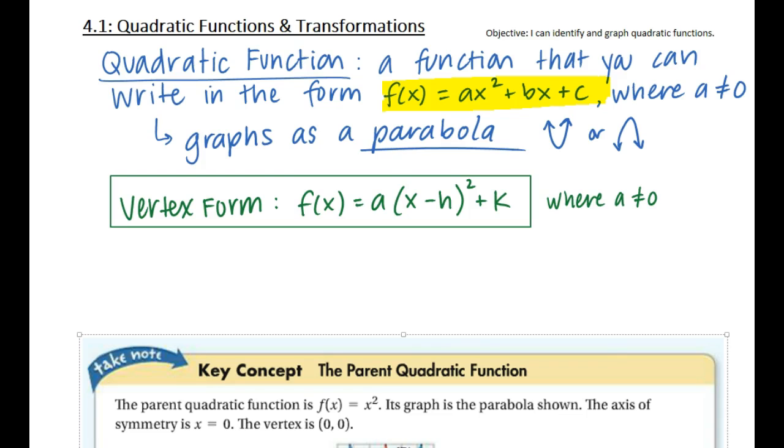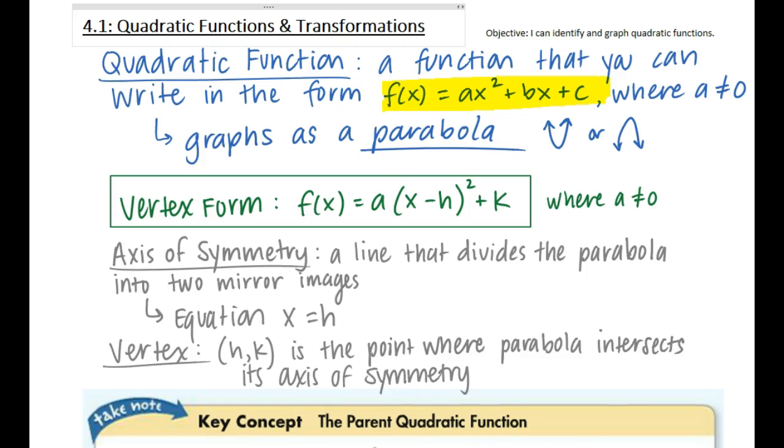So that form is f of x equals a times the quantity of x minus h squared plus k. And again, a must not equal 0. So the benefit of vertex form, you're probably guessing it already, is that it'll be easy to graph because the vertex will be given in this form. Now let's discuss a few other key terms and then we'll practice graphing.